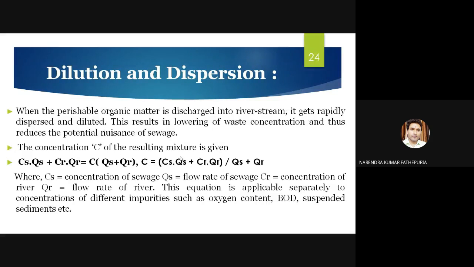While the wastewater is mixed with the river water, the concentration C of the resulting mixture is given by this equation. Concentration of the sewage CS, flow rate of the sewage QS, and flow rate of the river QR. So this is the mixing equation. That equation we used to use. So C is the concentration after mixing, right? So C is the mixture concentration. This will be the equation that we are using. We have done a numerical on this.